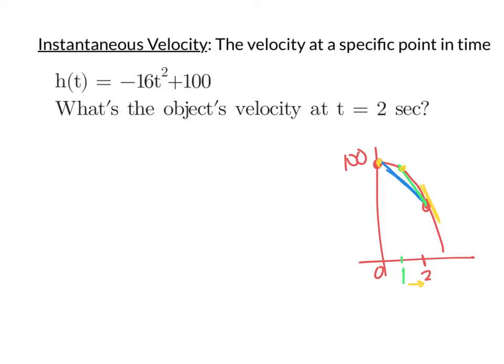So to find the instantaneous velocity, we have to first find the derivative of h, which is going to be negative 32t. Then we can find the derivative at 2 seconds. And we'll get negative 64 feet per second.